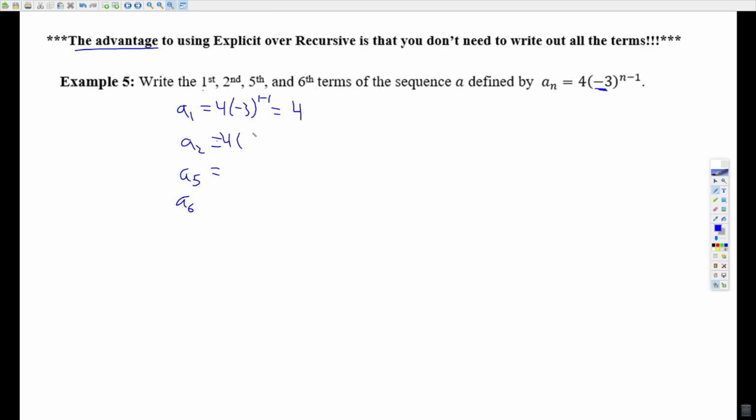So 2 would be -3 to the 2 minus 1, which is -12. And then we do 4 times -3 to the 3 minus 1, which is 36, because that would be -3 squared, which is 9, times 4. And then 4 times -3 to the 4 minus 1. So that would be -27 times 4, which is -108. So that's how you do the first, second, fifth, and sixth terms. We kind of jumped around there a little bit.